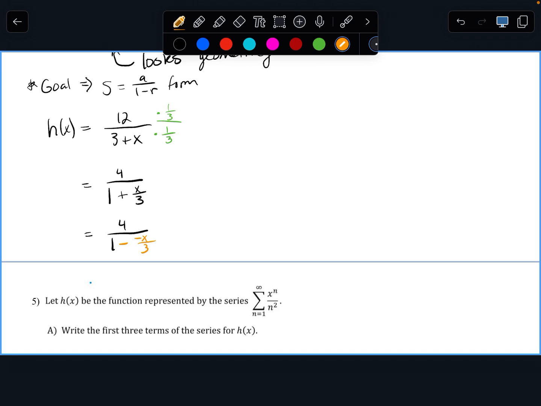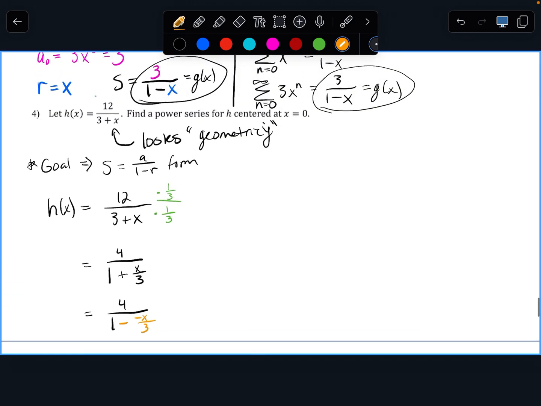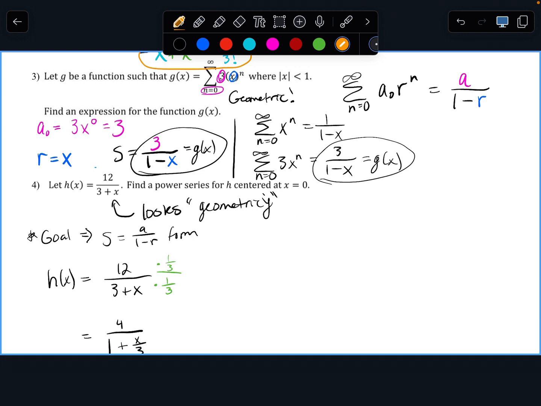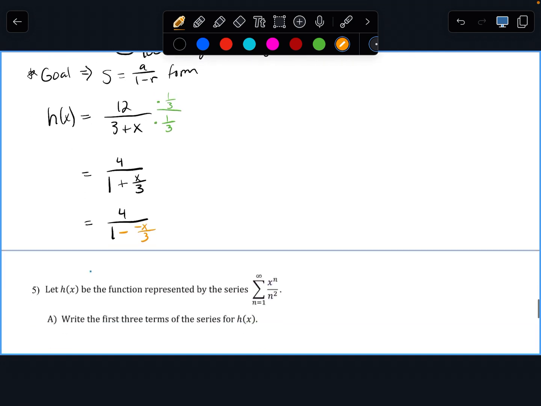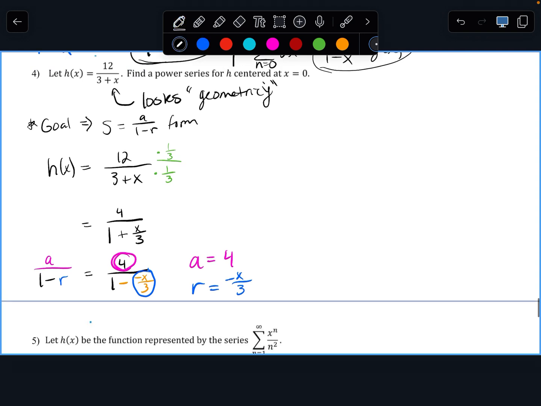And you can extract from the equation the A and the R because then you can put it into the series format for geometric series. So you relook at it and be like, okay, my A is 4, and then my R is this thing, negative x over 3. So I tried to get it into that form. So again, remember this is A over 1 minus R. And that was the whole point of doing all that algebra. Because now I can make the actual series.